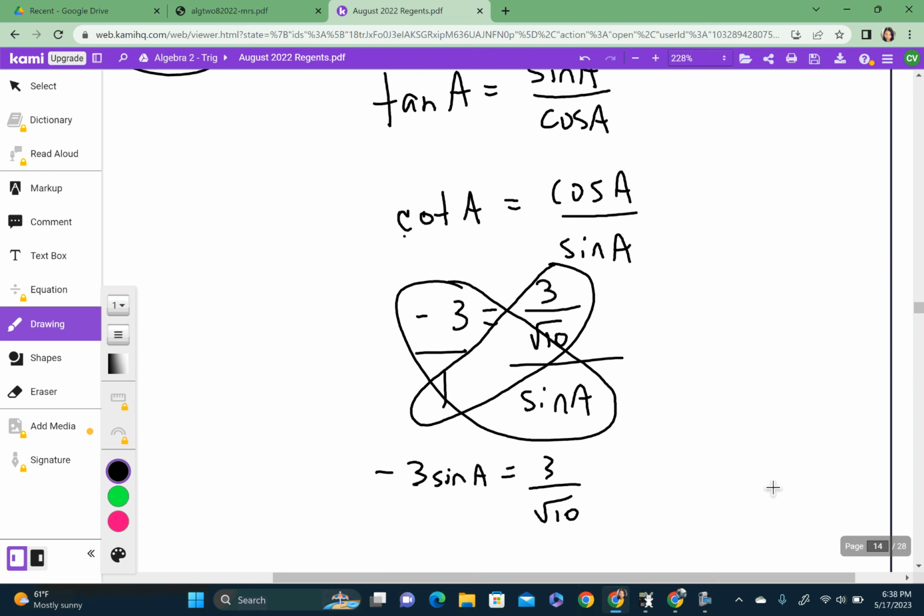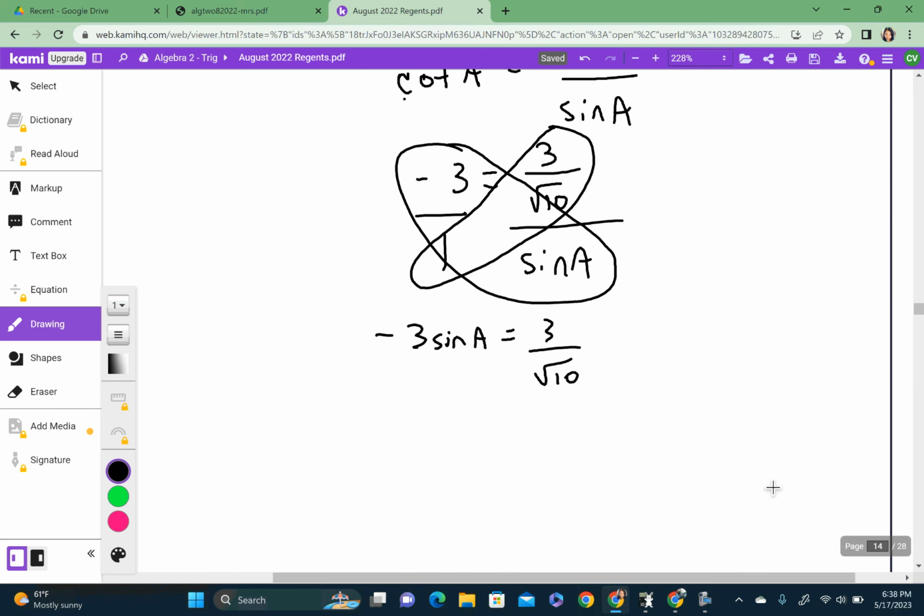Okay. So now there are a couple of things that we could do here. You can say, okay, I want to try to get this sine A right here by itself. So to get this by itself, this is being held together by multiplication. I can divide both sides by -3. Whatever I do to one side, I do to the other. So divide by -3. So this cancels out. So I'm left with sine of A is equal to 3 over -3 radical 10. Since they said simplest radical form, 3 divided by 3 cancels out to just a 1. So this is the same thing as 1 over negative radical 10.